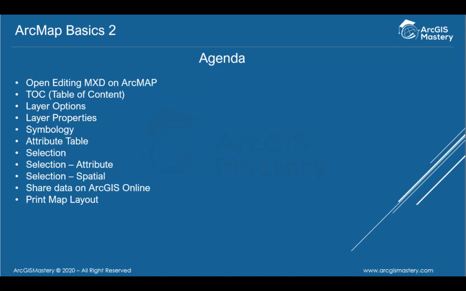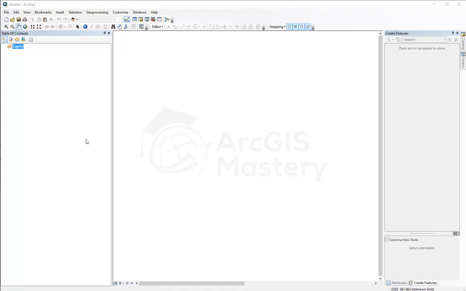So let's jump to ArcMap and see how we can do that. Okay, now we have opened ArcMap on an empty template. We have nothing here on the map. As we discussed in the slides, we will start by opening our MXD.